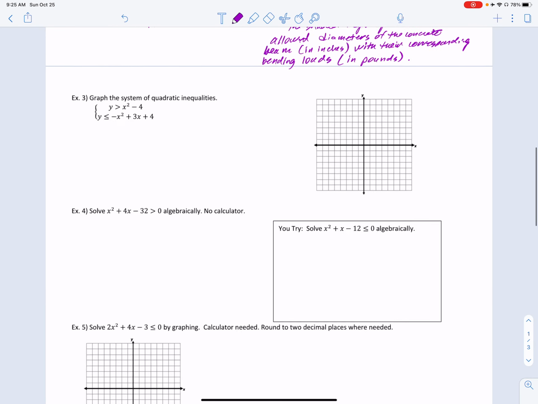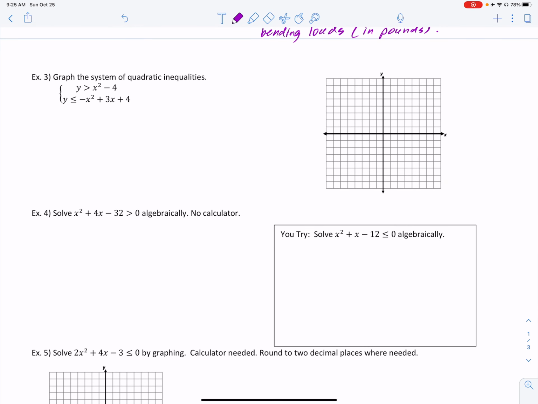All right, so example 3. Graph a system. Basically you're going to do what we did in example 1: graph both parabolas, and then find where you have points that satisfy both of these. So it's basically two problems combined together, and then there's a final heavily shaded region so that you know where the solution set is. So treat both of them just like we did in example 1.